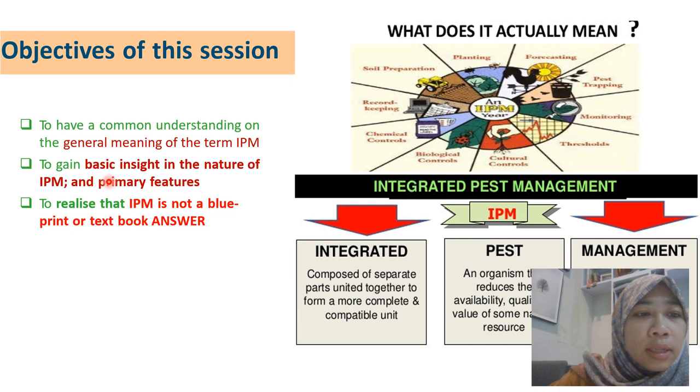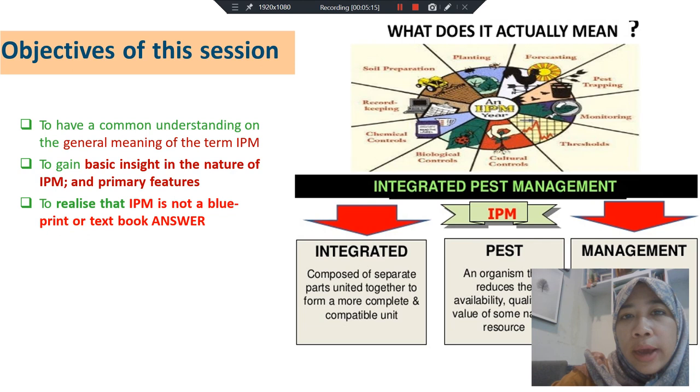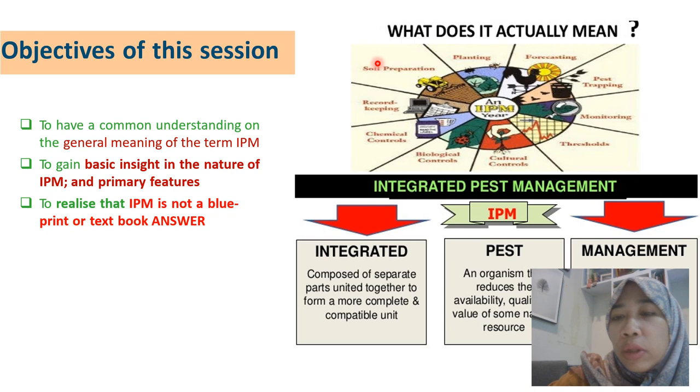After this session, we will realize that integrated pest management is not a blueprint or textbook answer. Integrated pest management is controlling pests that we can manage. What are the components that we can use in pest management itself? We can combine many techniques to control the pest. We can use cultural control, biological control, physical and mechanical control, and the last option, chemical control. So we can combine many controls to control the pest.